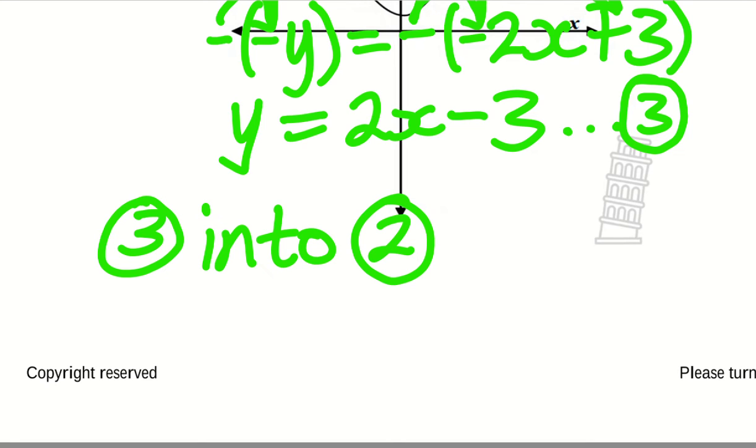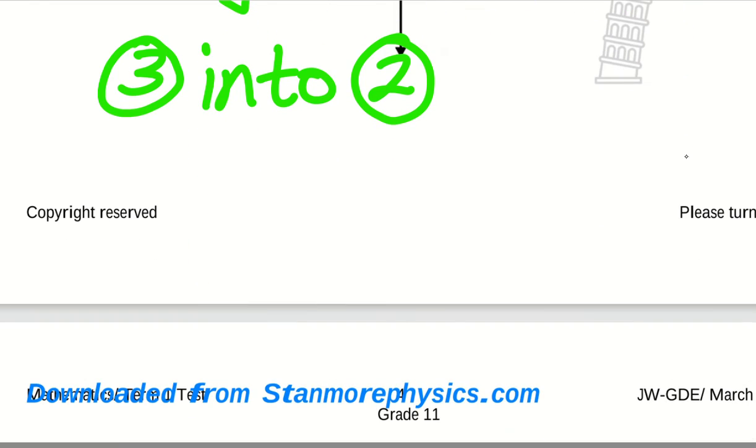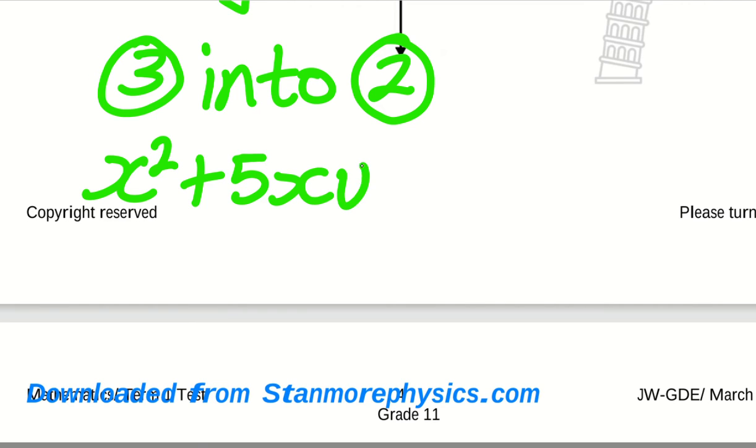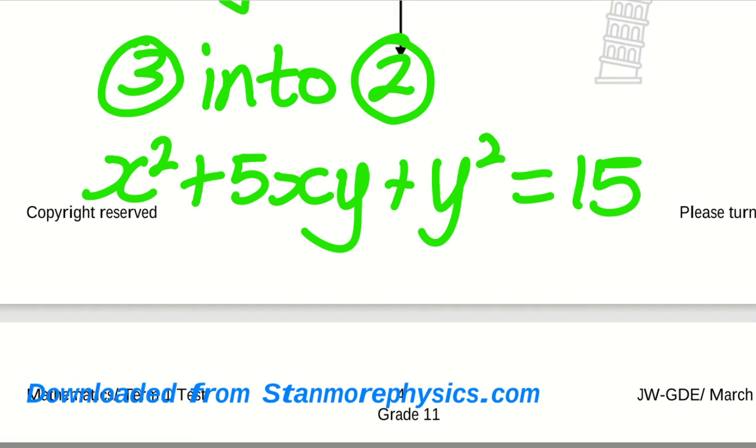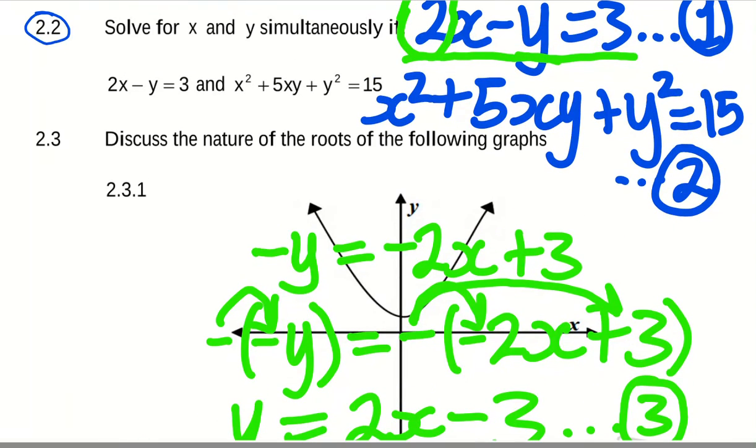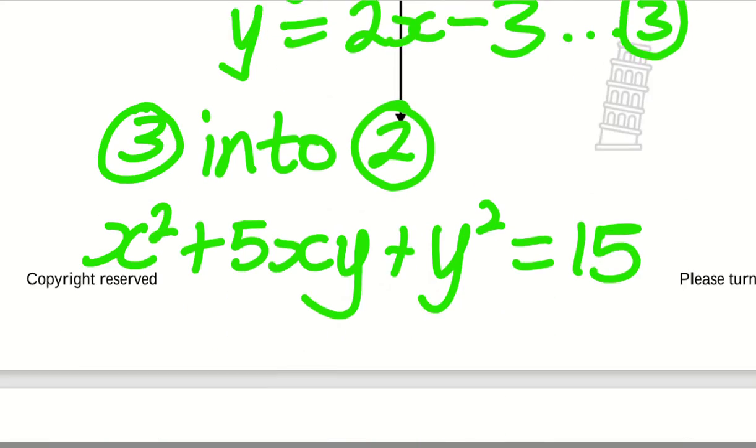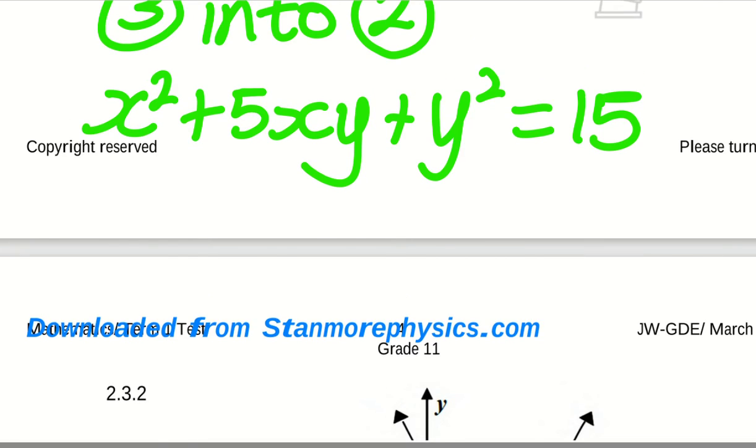So for our equation 2, if we substitute equation 3 into equation 2, remember our equation 2, I'll rewrite it in there. X squared plus 5xy. Okay, let me just go back just to ensure that I'm writing the correct thing. Y squared equals 15. Okay, I'll just go back just to verify whether the equation is correct. So x squared plus 5xy plus y squared equals 15. Okay, so it means that I wrote it well.